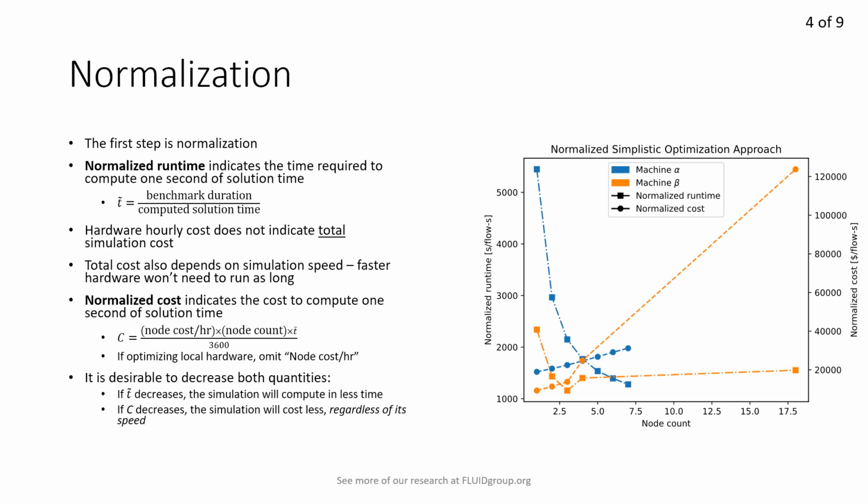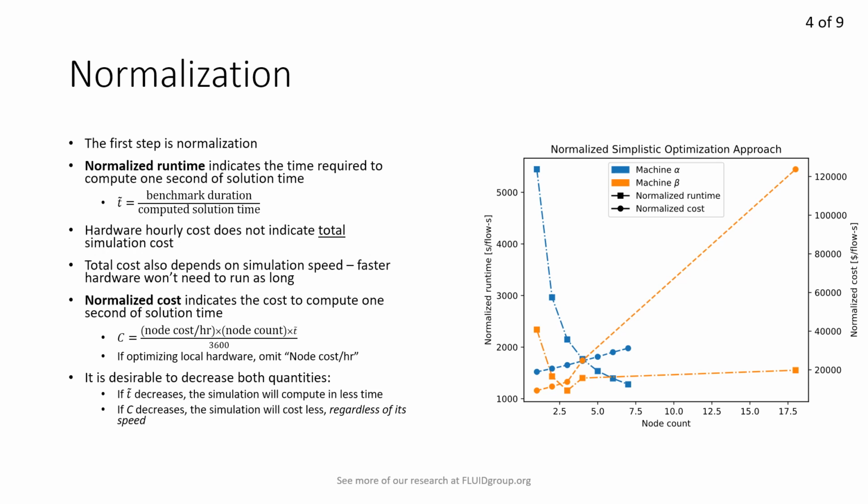If you're optimizing on local hardware, you're not going to have a cost per hour per se, so that could be omitted, in which case this parameter would just represent almost the opportunity cost, because undoubtedly you have many projects that you want to run and a limited amount of cores, so there is still some cost to allocating more cores to one project. It's desirable to decrease both of these quantities.